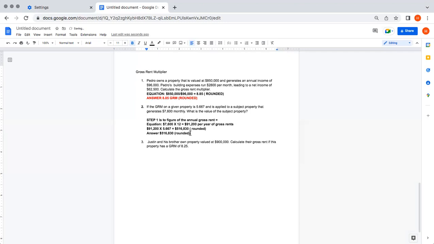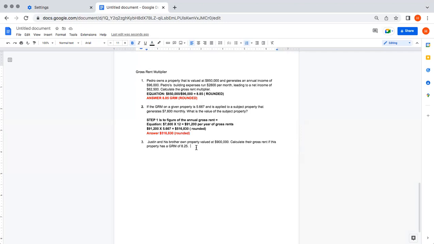All right. So that's the answer to that question. So now in the first one, we had to figure out the gross rent multiplier. The second one, we had to figure out what the value of the property is. And so this third one is probably going to have us figure out what the monthly rents are.